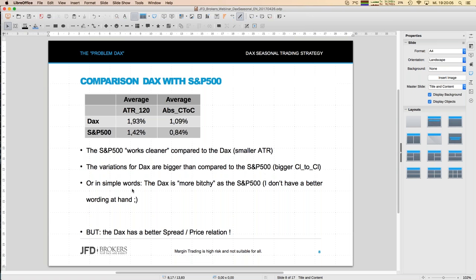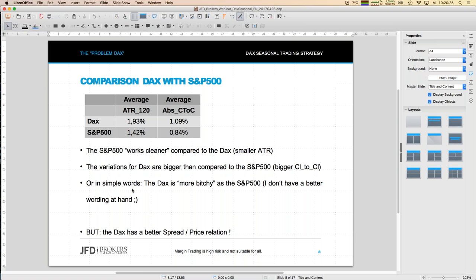Or in a single line, we can state the DAX is more bitchy than the S&P 500. If I would hear you now, maybe you smile or you laugh. Honestly, I don't have a better wording for that. Maybe you have. What I mean is, it's more wiggling around. It's going up, going down instantaneously without any reason.